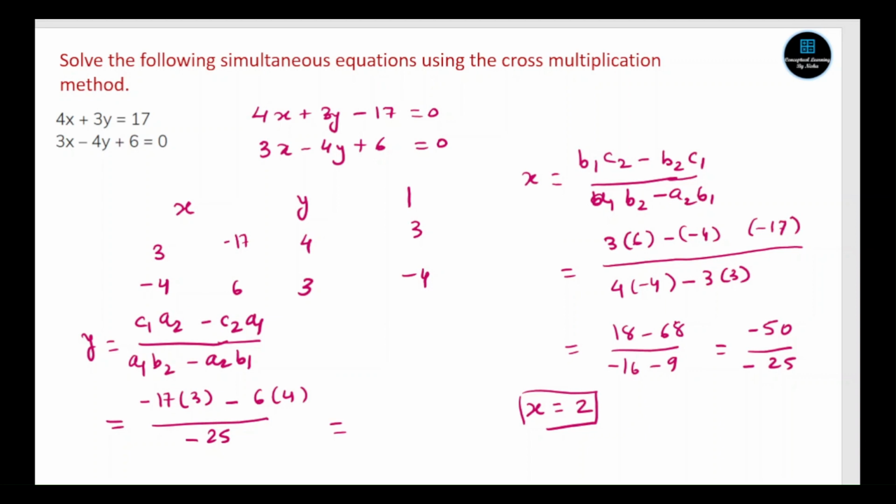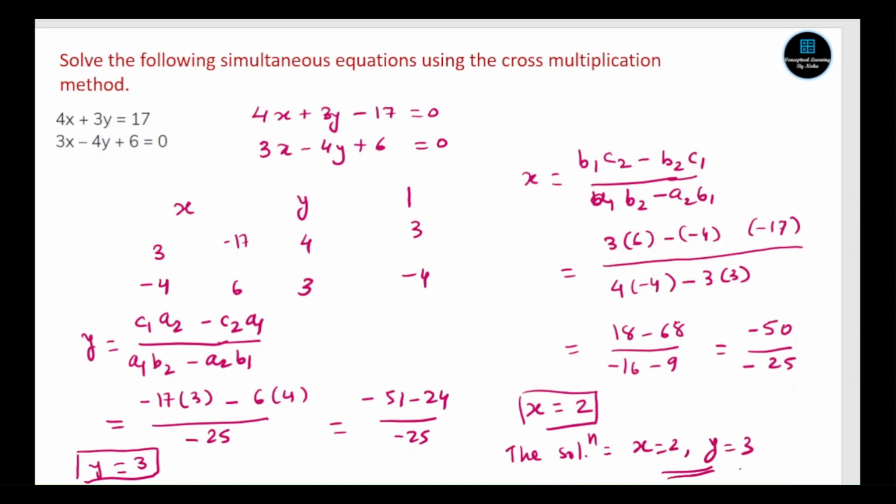And then I'll simplify this: minus 51 minus 24 upon minus 25, and by solving this I'll get y equals to 3, because this is minus 75 upon minus 25. So we'll get x equals to 2, y equals to 3. So the solution is x equals to 2, y equals to 3. You have to mention that, right? All right, perfect.